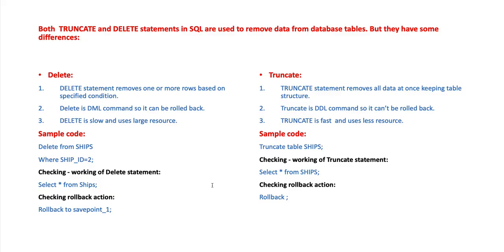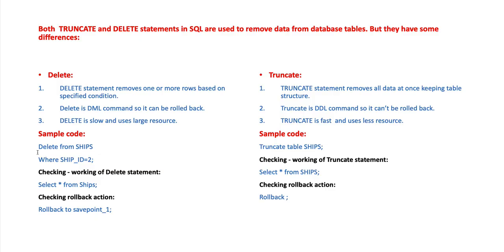Number 3, delete is a slow process because we delete the data row wise, one by one. That's why it is a slow process and it uses large resources. But in the case of the truncate command, it is fast because it deletes the data at the same time and it uses fewer resources.